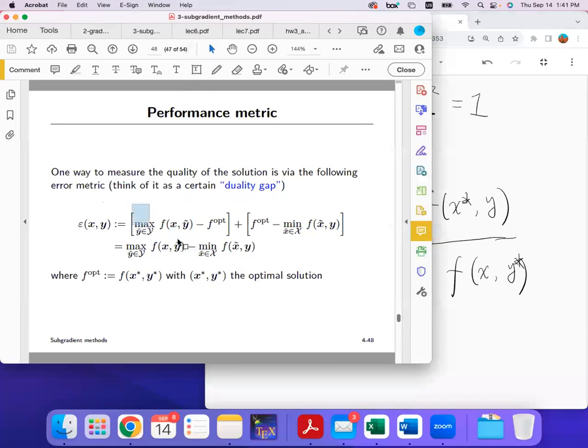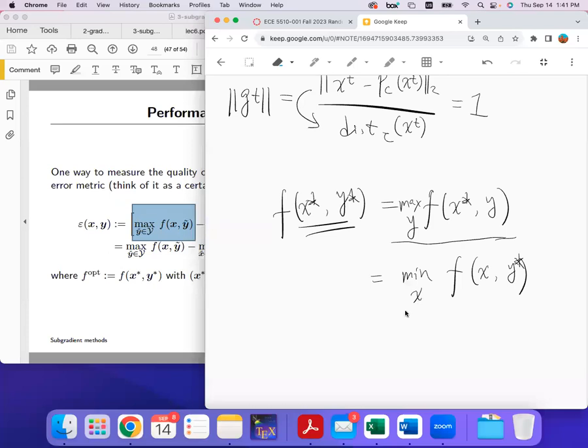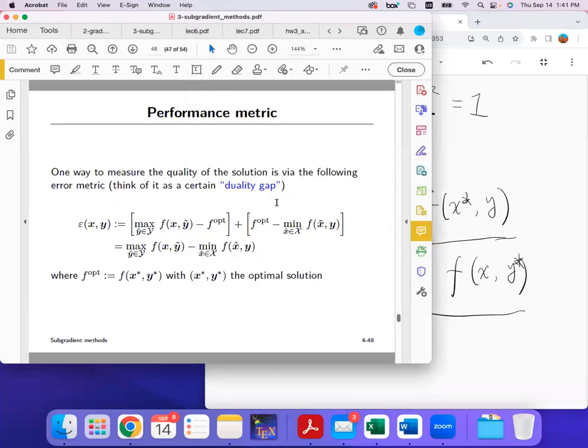So this part minus f x star y star. And we use this one to measure the optimality about y. That's why we have the second term, which involves minimization. And then we can just cancel out this optimal value. So the optimality metric for saddle point problems is defined in this way.